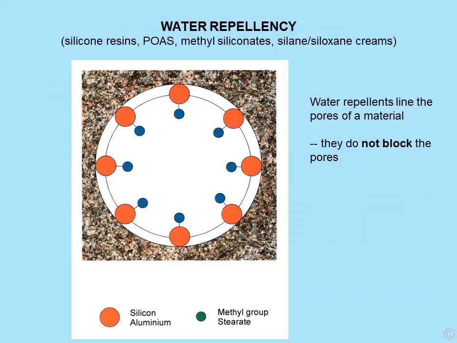How does water repellency work? This goes for silicon resins, POAS, methyl siliconates once cured, silane siloxane creams. Basically, water repellents line the pores of a material. They do not block the pores. Usually in the case of the silicon and aluminium based materials, the silicon is bonded with the aluminium, which is bonded to the surface of the pore, and the methyl groups, the stearate groups, stick out within the pore, and these form the water repellent surfaces.